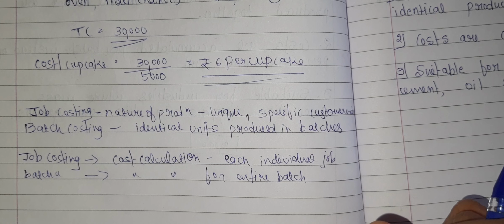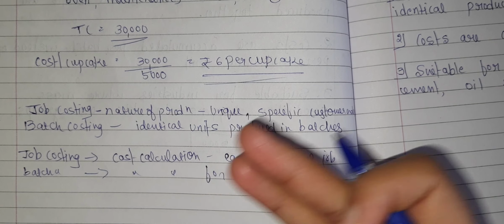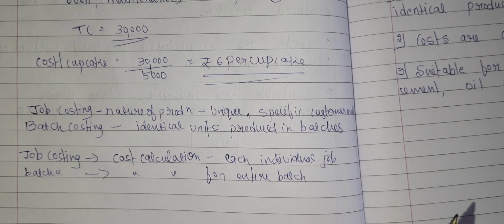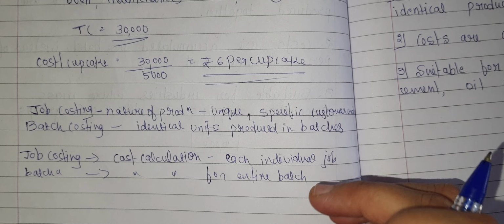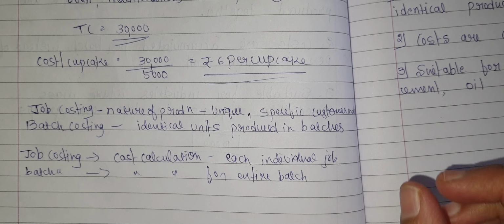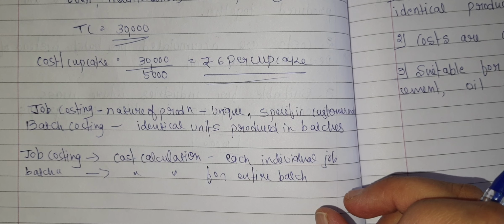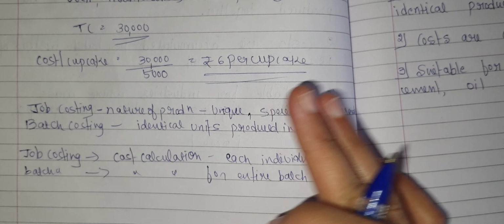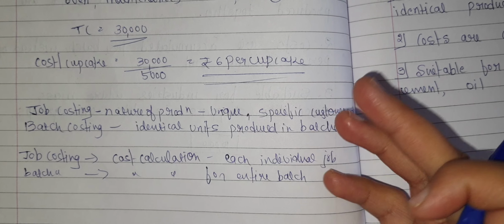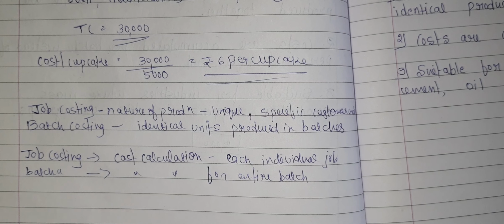In job costing, the nature of production is unique customized products made only for specific customer orders. But in batch costing, identical units are produced in batches. And in job costing, costs are accumulated for each individual job separately. And in batch costing, costs are accumulated for the entire batch and then divided among the units.